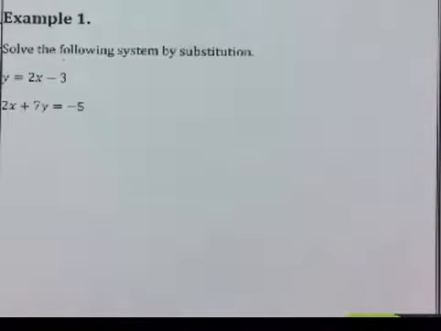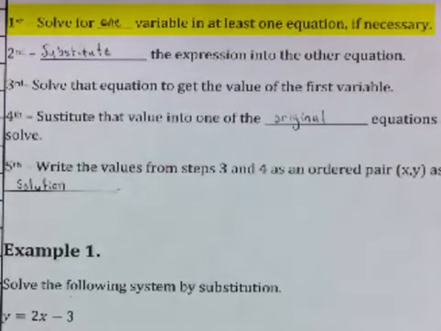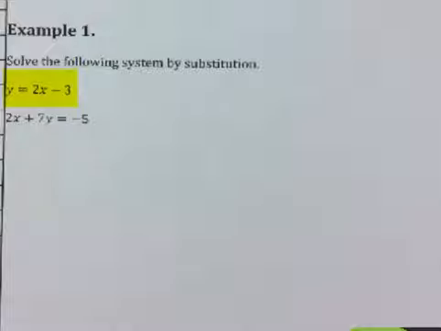So let's go ahead and solve example 1 here. It says solve the following system by substitution. We're given two equations. Now, if you remember what the very first thing we needed to do was, you go back up there, it says the first thing is to solve for one variable in at least one equation. What we see here is that we already have one in one equation. y equals 2x minus 3 is already solved for y. So step 1 is already done.